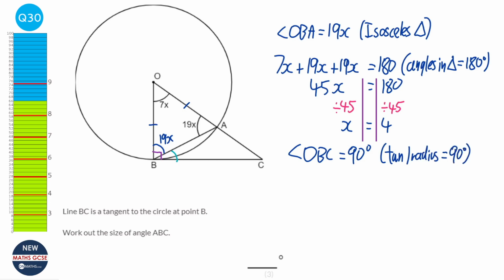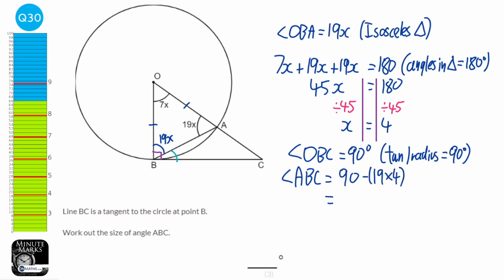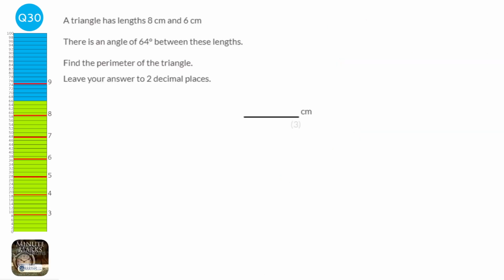Again, make sure you write all the reasons in full. And so therefore, angle ABC, which is what we're asked for, it's just 90 take away the 19x. Well, we know that 19x is 19 times 4, because we know that x is 4. And so that would be 76, so in total it would be 14 degrees. So angle ABC is 14 degrees.